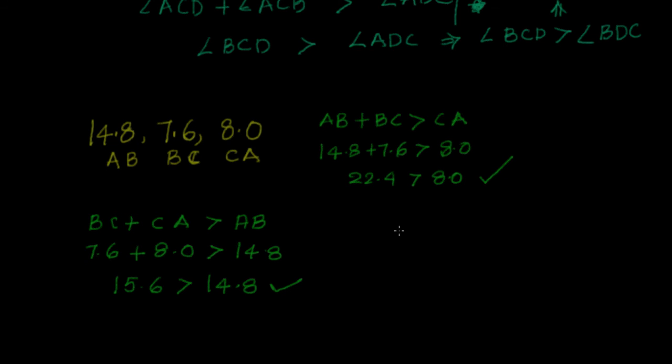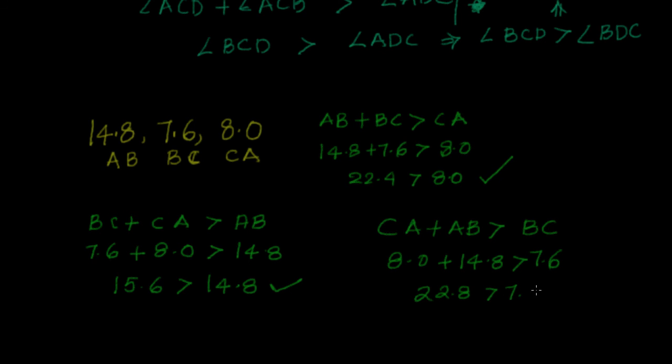Let's look at the third condition. The third condition is CA plus AB should be greater than BC. CA is 8.0 plus AB is 14.8, greater than BC, that is 7.6. So this is 22.8, which is greater than 7.6. So you can form the triangle because it has been proven that the sum of any two sides is greater than the third side. So you can form a triangle with this.